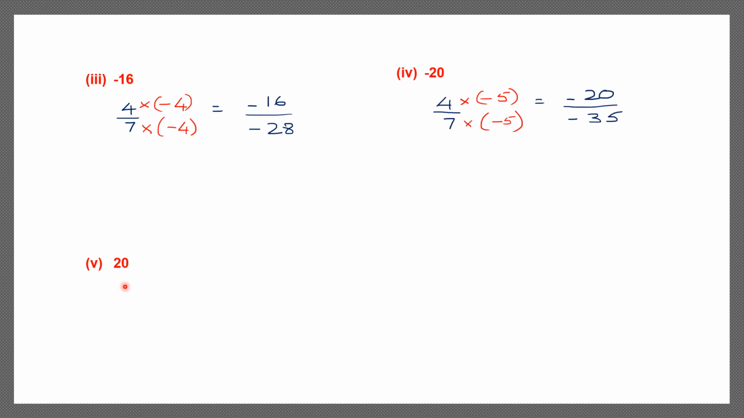Next one, 20. This time our numerator has to be 20. So let's write down the fraction. The fraction is 4 by 7. To make it 20, we have to multiply 4 by 5. So multiply the denominator also by 5. So 4 fives are 20, 7 fives are 35. So now did we get the numerator 20? Yes, we got the numerator as 20. So our final fraction here is 20 by 35.